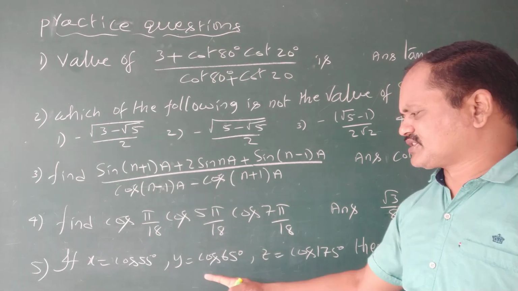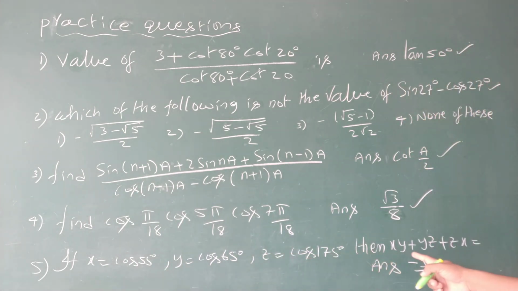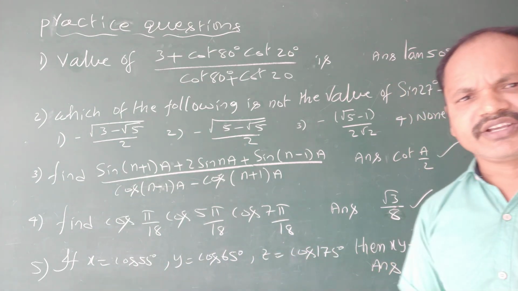And in this question, x, y, z are given there: x, y, y, z, z, x. So you can apply the 2 cos A cos B formula, right?